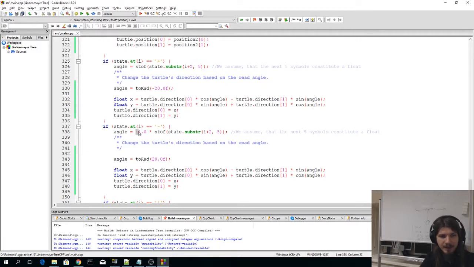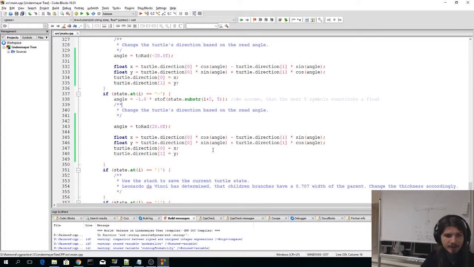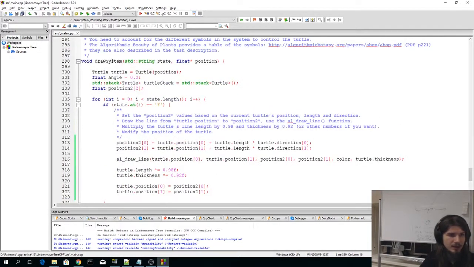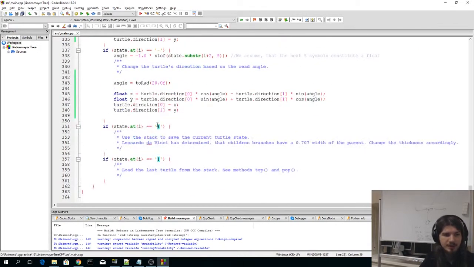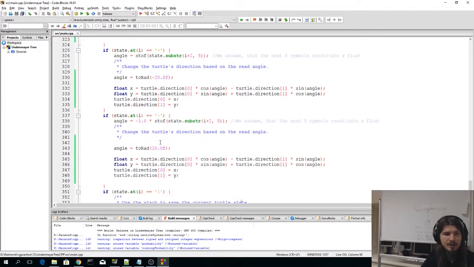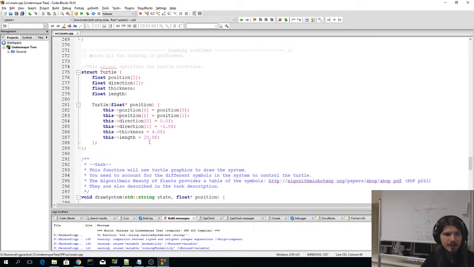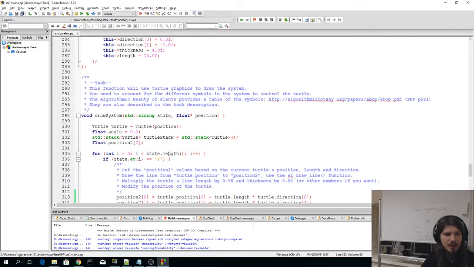And maybe this minus is in the wrong place in that case as well, so make sure to check that out. Now this draw system function has two more symbols it needs to do something with. When we have this square bracket, we should save the current turtle's state. So this means that the current turtle that we have here, we want to push to this turtle stack.